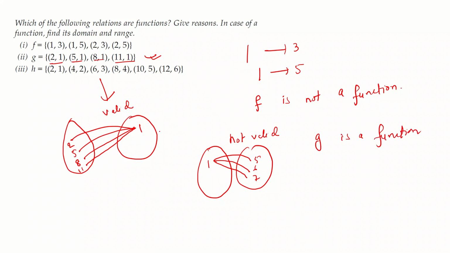Now let's move on to question number 3, H. So here we have 2 comma 1, 4 comma 2, 6 comma 3, 8 comma 4, 10 comma 5 and 12 comma 6. So do you think this is a function? Yes, of course, because here as well we are not having multiple images for one single point. So this is a function as well. So F is not a function, but G and H are actually functions.